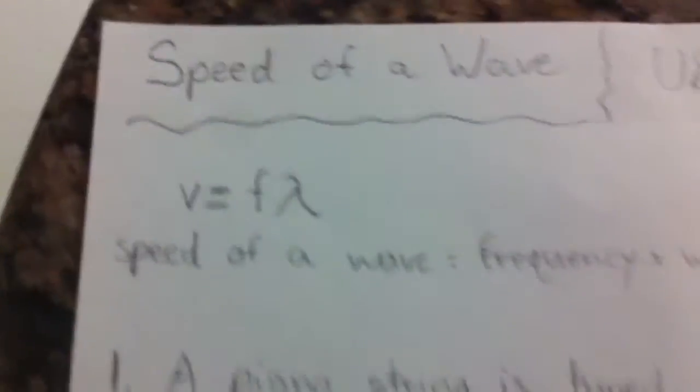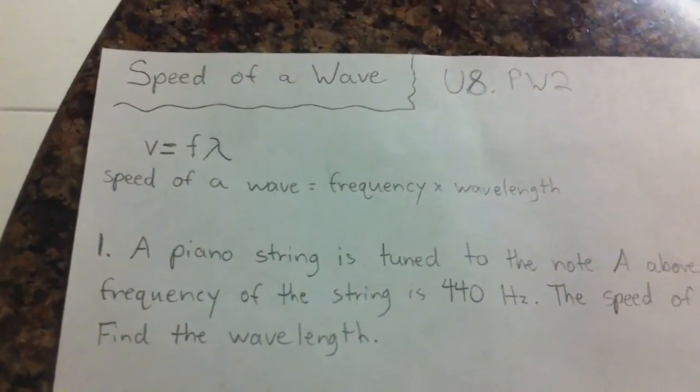And yeah, so that's how we do it. We use the original equation, velocity equals frequency times lambda, and we need 2 given variables to find the third missing variable, and that is how we find the speed of a wave.